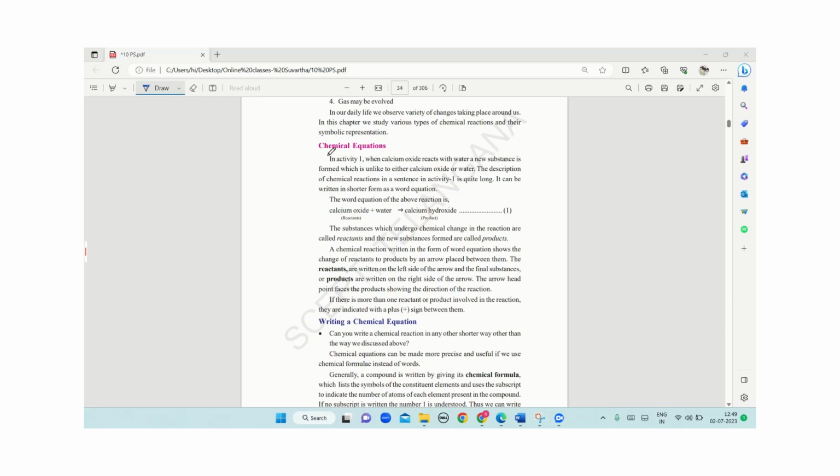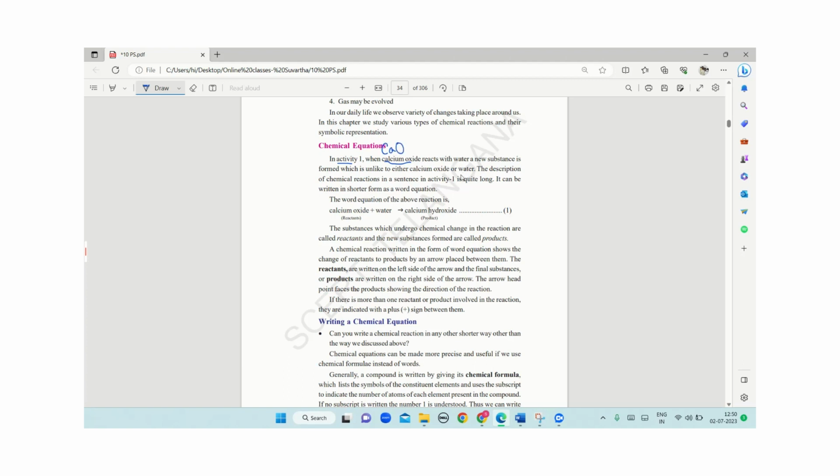Let us now understand how to write a chemical equation. In activity 1, what did we learn? That calcium oxide will react with water. What was the formula of calcium oxide? We have learned that it is CaO. The formula of calcium oxide is CaO.